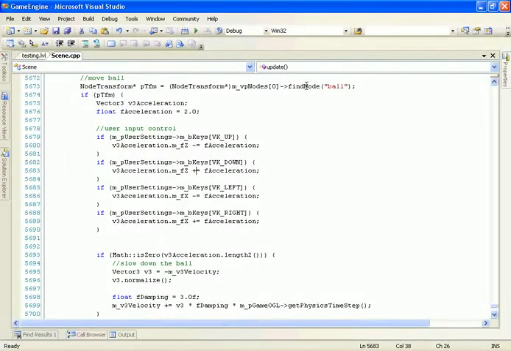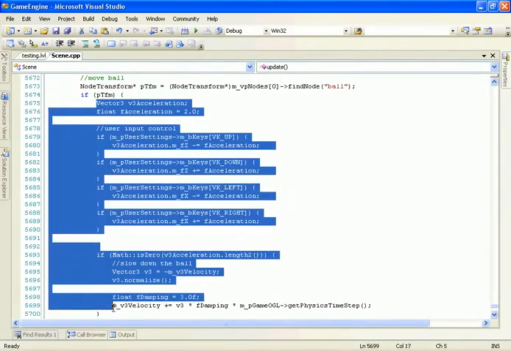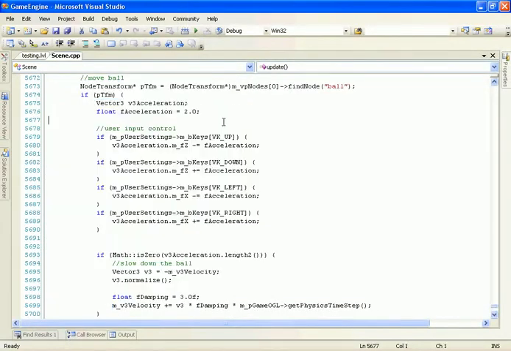I have a function call here, find node, to find the ball item. If we find it, this guy here should not be null, so we'll go inside of this if statement. And inside of here, I have an acceleration value, which I've set to 2. This controls how quickly we can move the ball around on the screen. And the motion is controlled by the arrow keys.